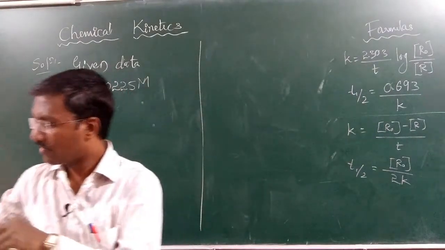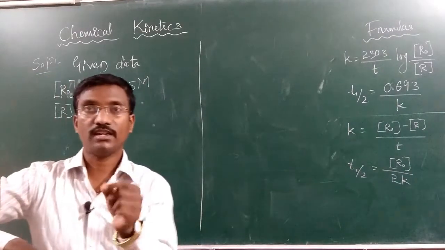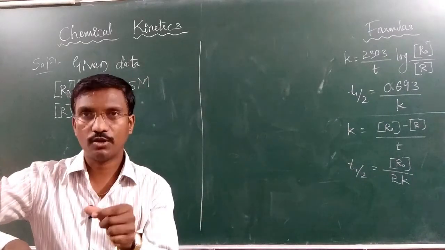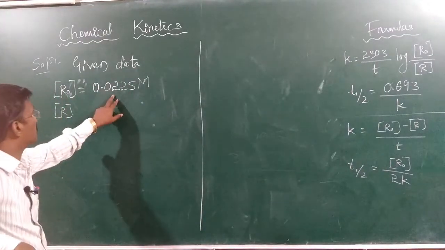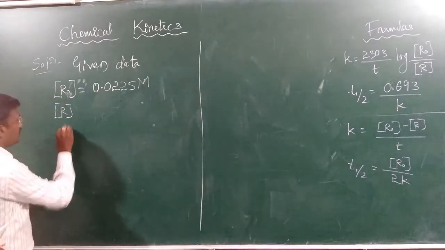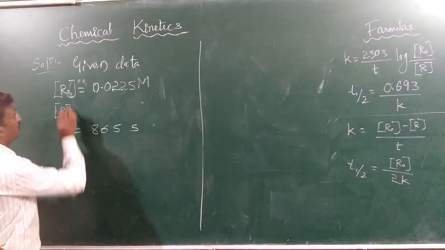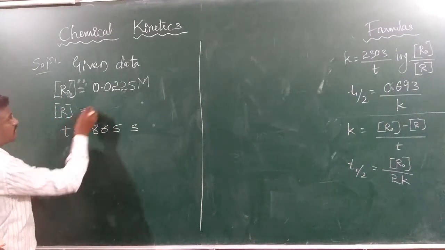They have given that: find the concentration of SO2Cl2 at 865 seconds. It means the initial concentration is nothing but when the time is 0. That is considered as R naught. This is how they have given the initial concentration. It means at time is 0. When the time t is equal to 865 seconds, then R naught is converted to R, meaning at this time the concentration is 1.